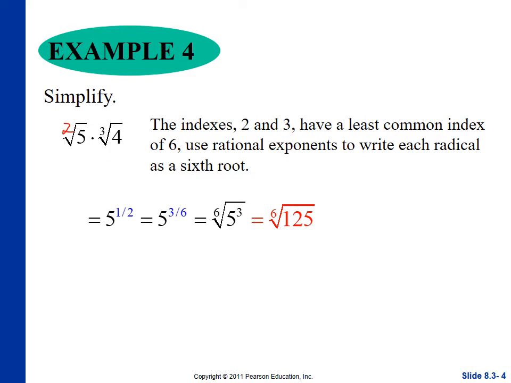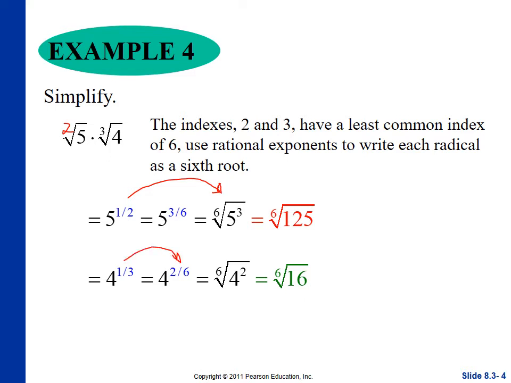So we're going to convert the square root of 5 into the 6th root of 5 cubed. You cube 5 and get 125. Then you do the same thing with 4. The cube root of 4 is 4 to the 1/3 power. Thirds become 2/6, so this is the 6th root of 4 squared, which is the 6th root of 16.